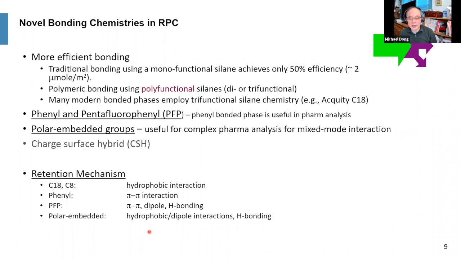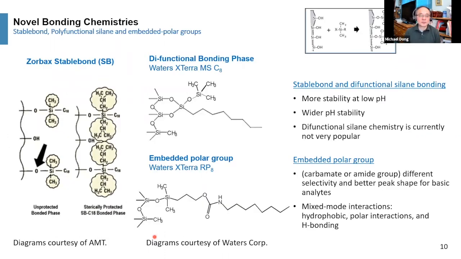So 3 different modes. Unfortunately, every time you mix, it gets more complex, like a polar embedded column, the chemistry is much more complex. The reproducibility is a little bit less, right? It's not as reproducible from batch to batch, right? So if you can do it with the monofunctional silane C18 chemistry, I would prefer to do that, right? But a lot of times for very complex drug substance separation, you cannot do it. So you always rely on some slightly different selectivity, meaning using pi-pi interaction with the phenyl column, or a polar embedded column using an amide or carbamate chemistry.